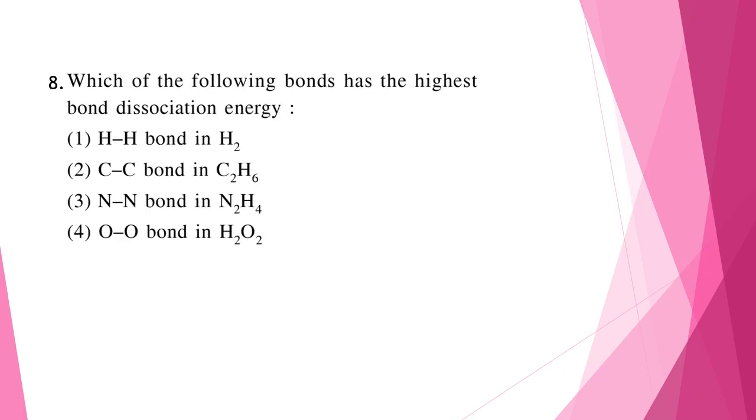Question 8. Which of the following bonds has the highest bond dissociation energy? So as we have to see the highest bond dissociation energy of single bonds, the single bond H-H has the highest bond dissociation energy. So the correct answer here is option 1, the H-H bond in H2.